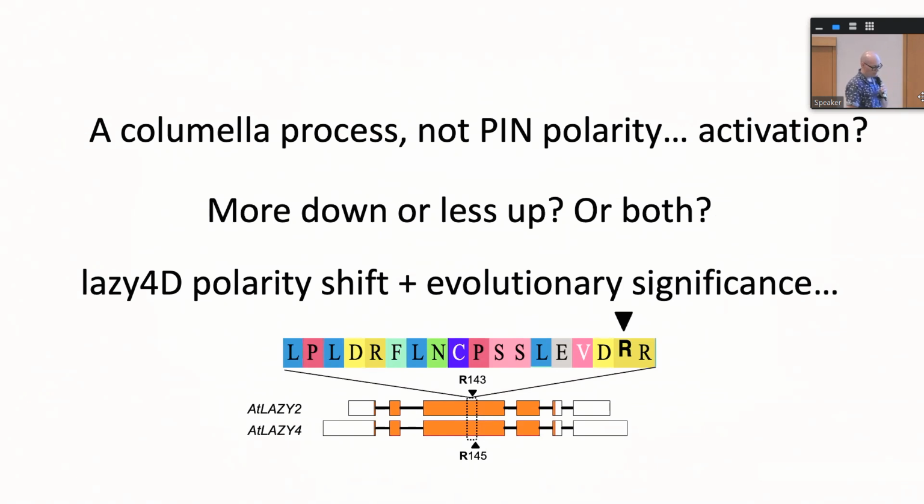Now, I'm naturally optimistic and tend to look at the upside, and I'm telling you a lot about how roots need to bend up. We're thinking it's more to do with what's going on the upper side of these gravity sensing cells. That's partly because of the polarity shift I just showed you. So there's this downward shift in lazy 4D.